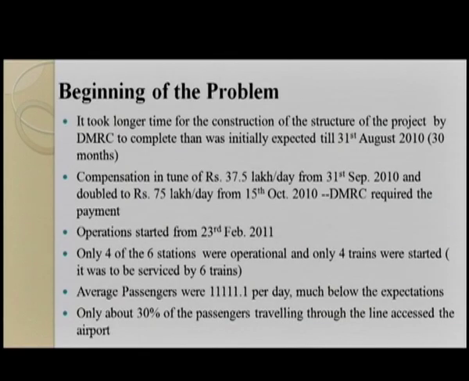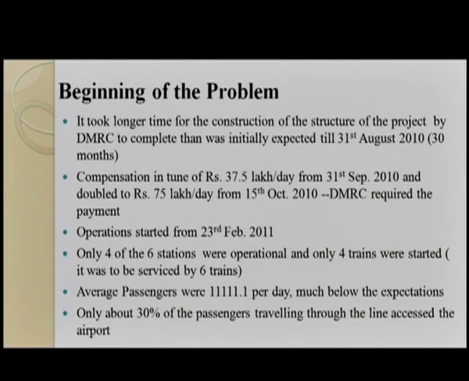Beginning of the problem. It took longer for the construction of the structure of the projects by DMRC to complete than was initially expected, till 31st August 2010. Compensation in tune of 37.5 lakh per day from 31st September 2010 and doubled to 75 lakhs from 15th October 2010. DMRC required the payment.